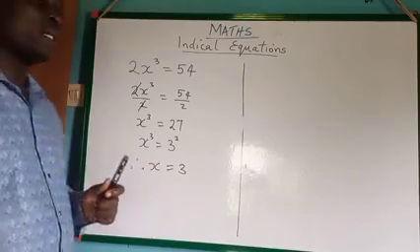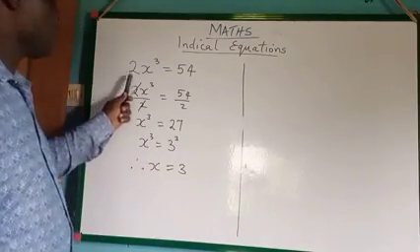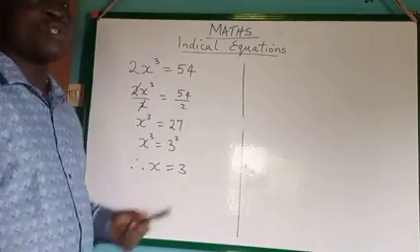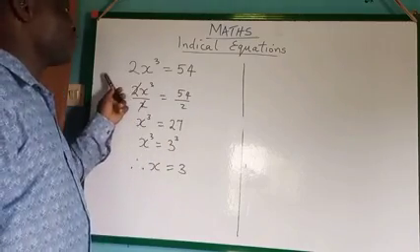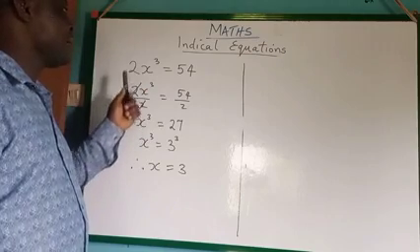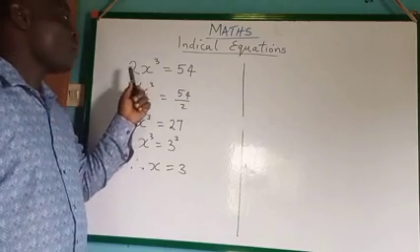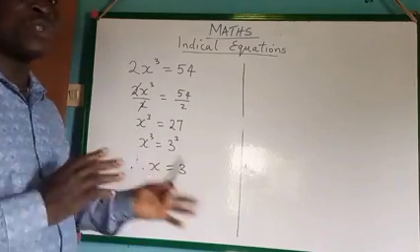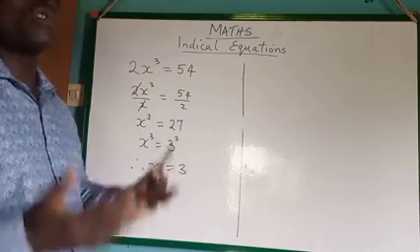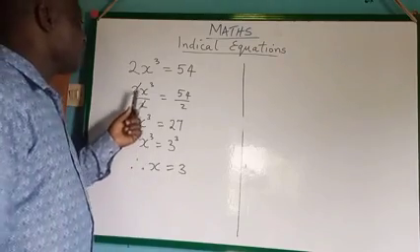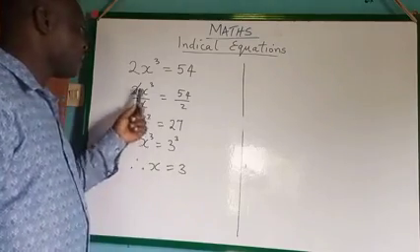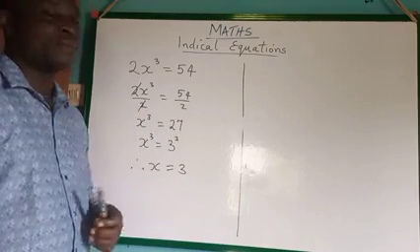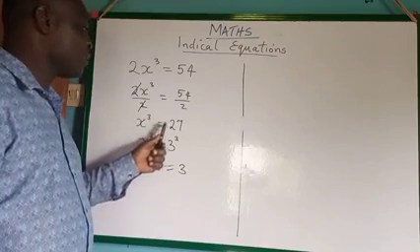Look at what we just did. That 2x raised to power 3 equals 54. Looking at the equation, you know that you can remove this 2. How do you do that? Is to divide this side by 2. Whatever you do to the left hand side, you must do it to the right hand side. Whatever you do to one side of the equation, you must do it to the other side to still make the equation balance. We now have x raised to power 3 left on the left hand side. Then we have 54 divided by 2, we have 27. x raised to power 3 is equal to 27.